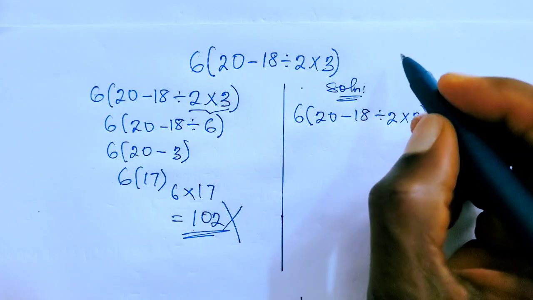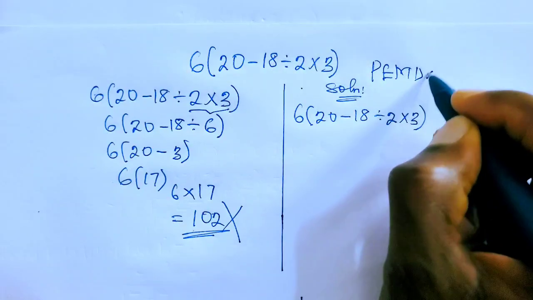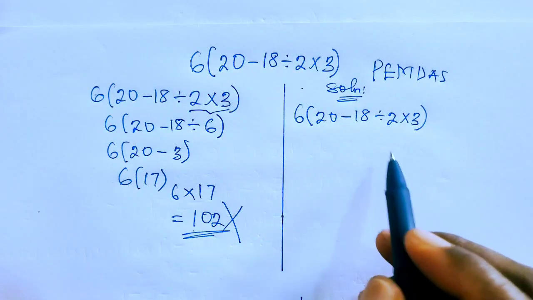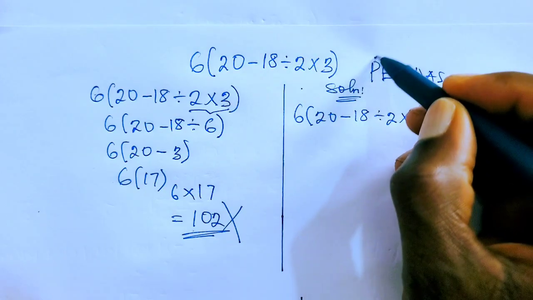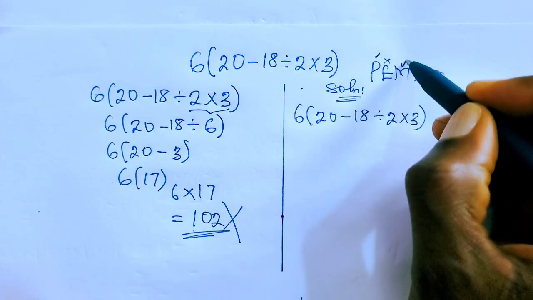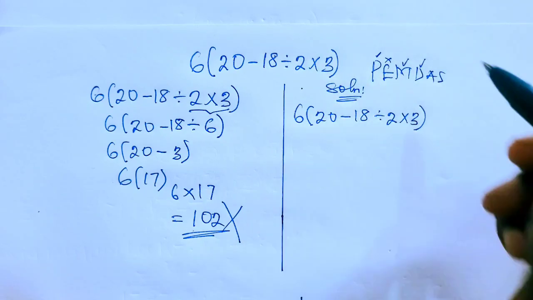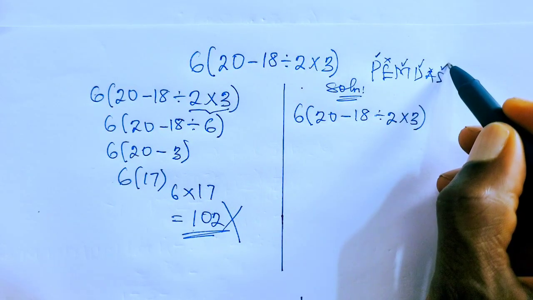Here we are going to follow this other operation, PEMDAS. When writing this expression, we have parentheses. When we have this parentheses, no exponent. We have multiplication and division. We don't have addition. We have subtraction.